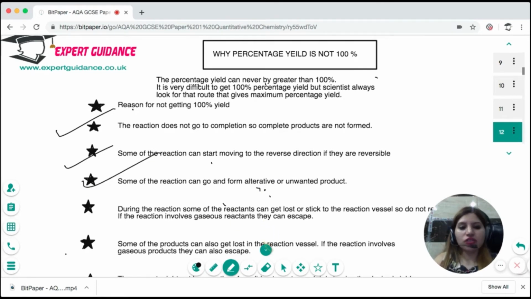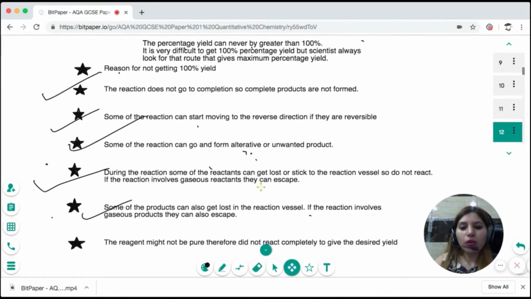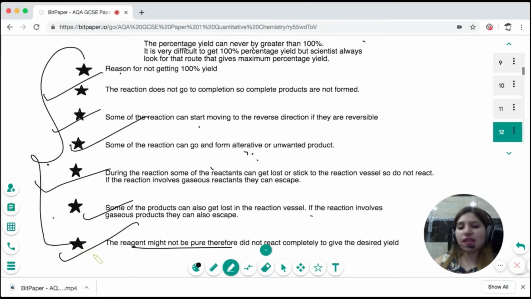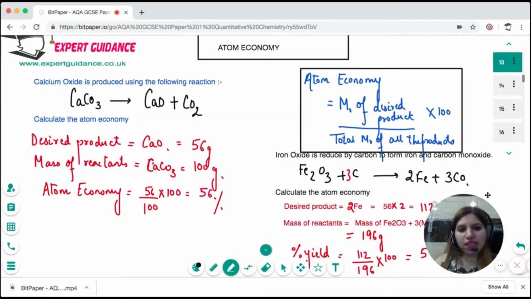During the reaction, if it involves mixing, some of the reactant can just stick to the vessel and not react. Or some of the reactants, if they are gases, can be lost. Some of the products can also be lost in the reaction vessel if it involves gas, or maybe the reactant is not pure, therefore it did not react completely. So you should remember these reasons, because in the exam they can ask you to find the percentage yield and then ask you to give the reason why it is not 100%. And always remember, scientists always try to devise a route which gives the maximum percentage yield.